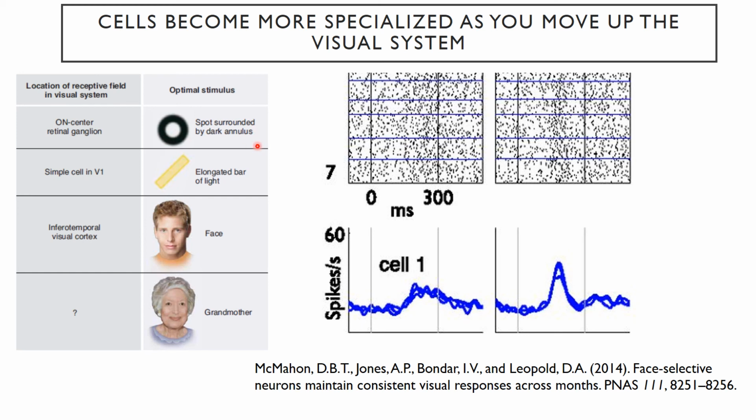Now, when you look in V1, it gets a little bit more complicated, and a little bit more specialized. So instead of center surround, we have bars that it's sensitive to. Then, as you get up into the temporal visual cortex, we find neurons that are particularly sensitive to faces. And then, in some places, it appears there is specialization for identifying specific individuals that are important to that individual, such as the grandmother. And this is the idea of the grandmother cell.